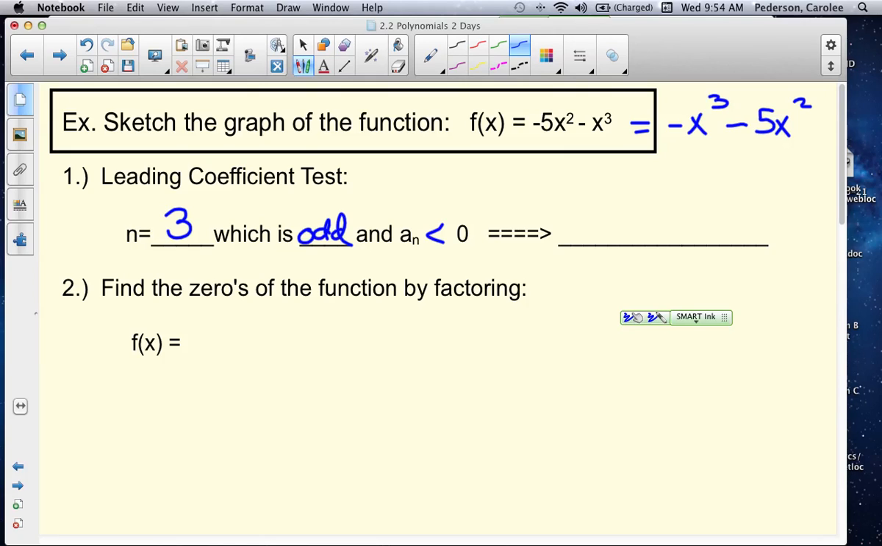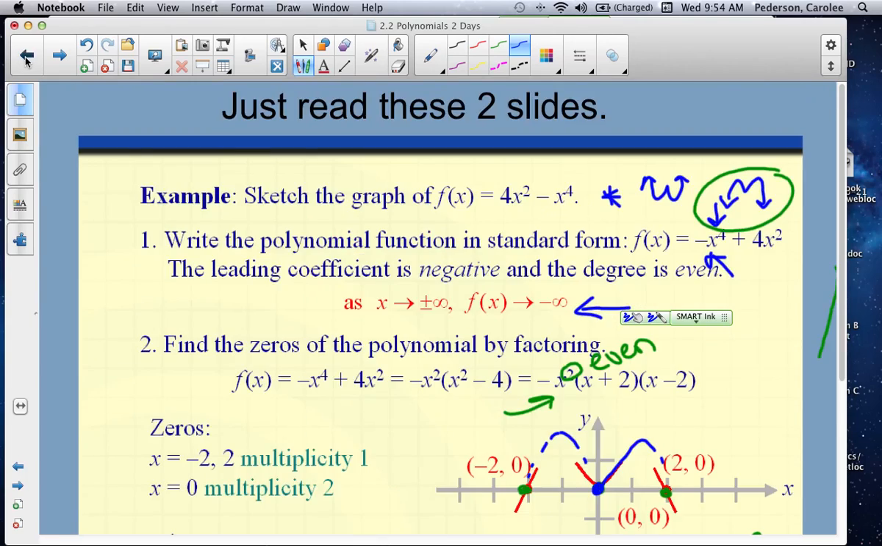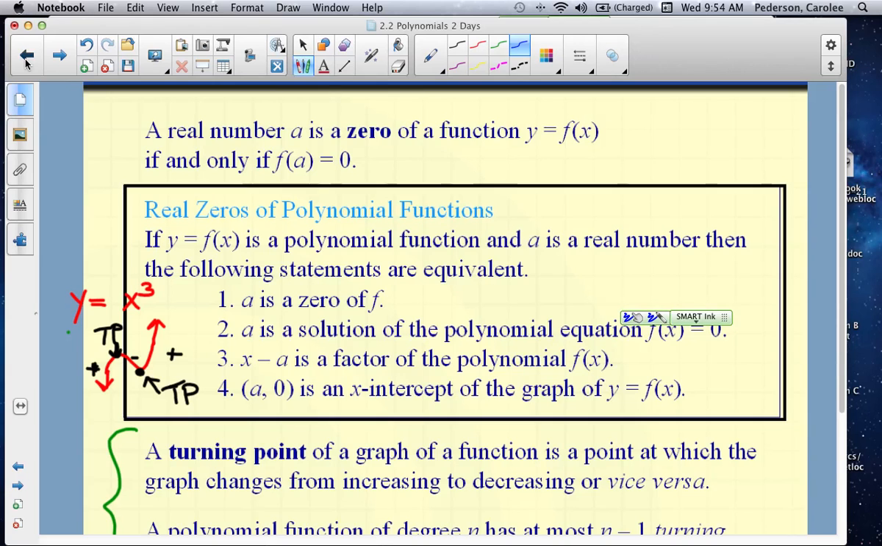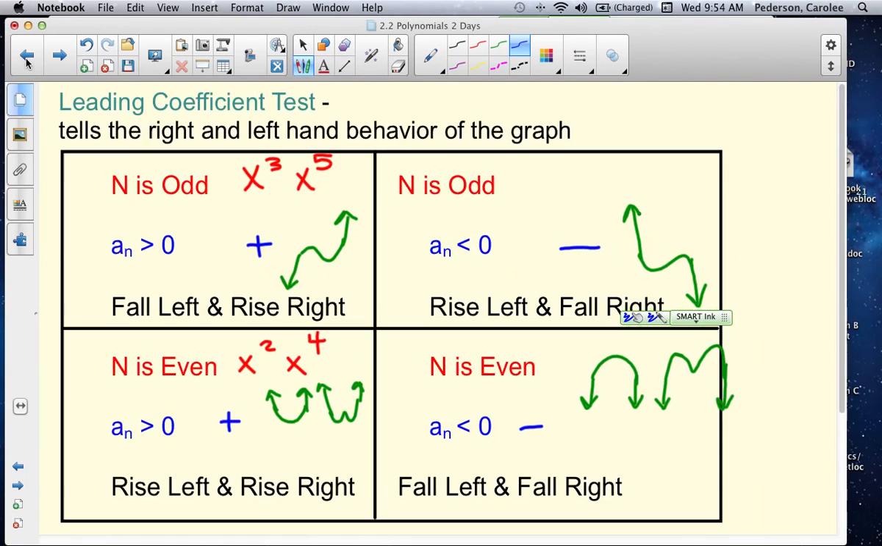Do you agree? Rise left and fall right. So maybe we need to go back to our chart from yesterday. So our degree is odd and our leading coefficient is negative. So it's right here. We're rising on the left and falling on the right.